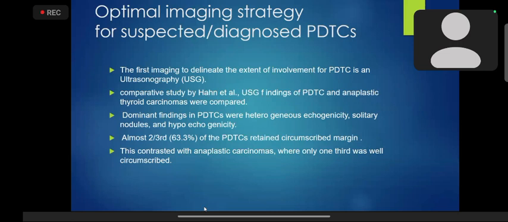So, what is the optimal imaging for suspected or diagnosed poorly differentiated thyroid cancer? For all thyroid cancers, as usual, we do USG. A comparative study done by Han et al. suggested the USG findings of PDTC and anaplastic thyroid carcinoma.